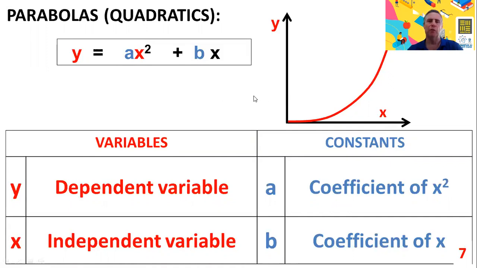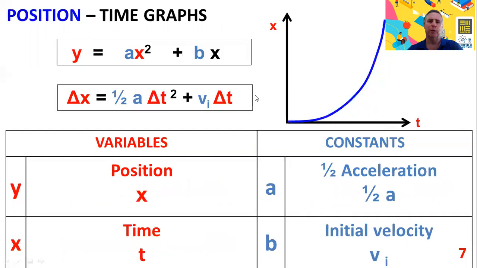Once again, with motion graphs, these will become real. So in place of y, we'll have position, x. In place of x, we'll have time. And this is a typical graph, position time, when there is accelerated motion.